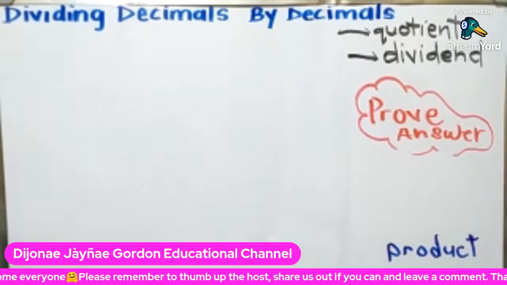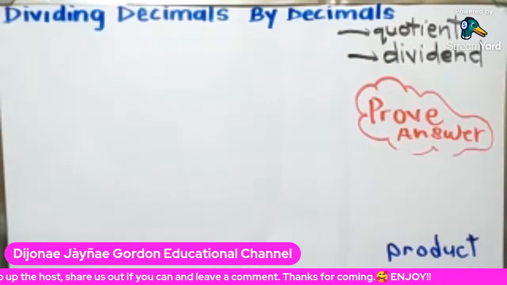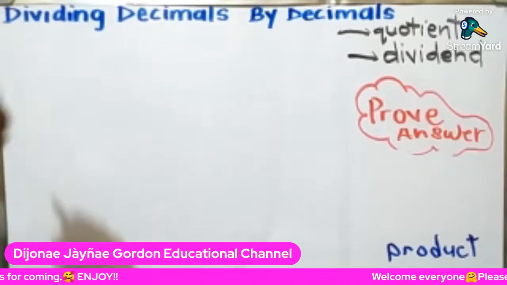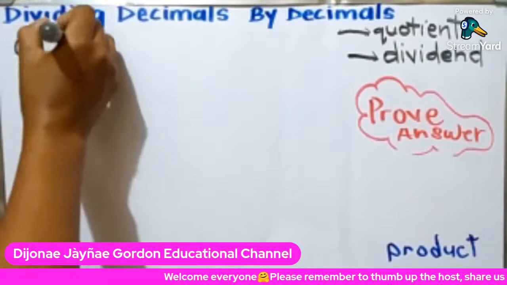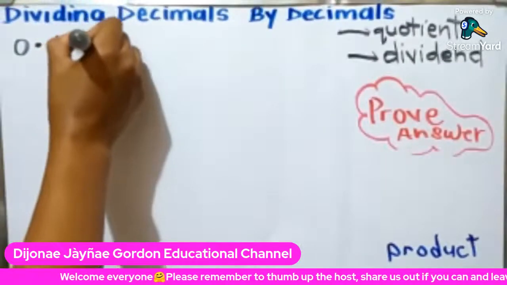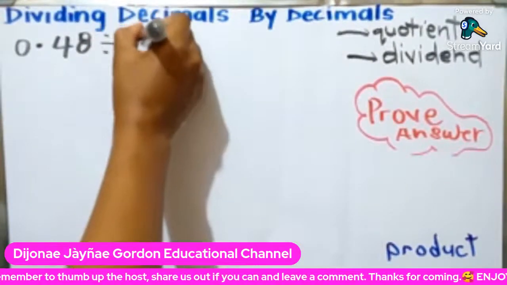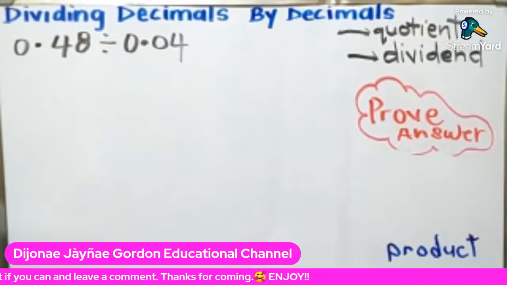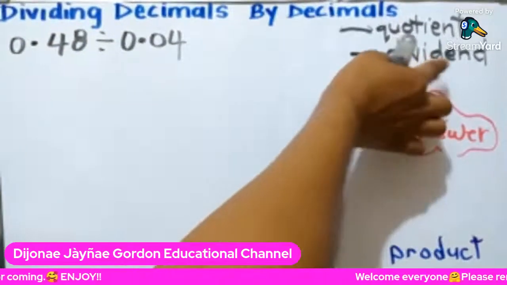So the problem that we're going to be working now is that we're going to take 0.48, and of course we're going to divide it by 0.04. All right, let's write it down. 0.48, and of course we're dividing by 0.04. All right, so in this problem, we have 0.48, which is our dividend, and of course 0.04 is our divisor.